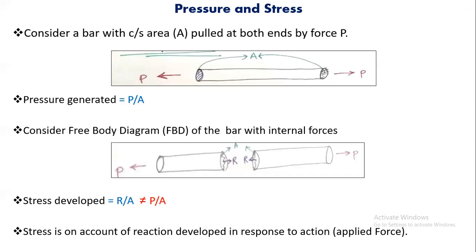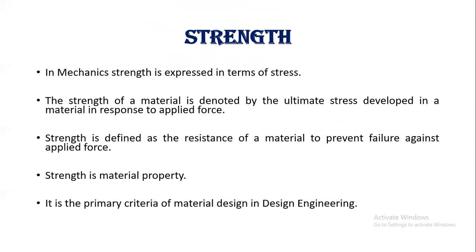Now moving on to the next term, which is strength. Now what do we mean by strength basically? In mechanics, strength is generally represented in terms of stress only. That is, it also has the unit of Newton per square mm. Now the strength of the material is basically the ultimate level of the stress developed in the body due to the force acting on it, and it has been defined as the resistance of the material to prevent the final ultimate state of failure in the body against any applied force.